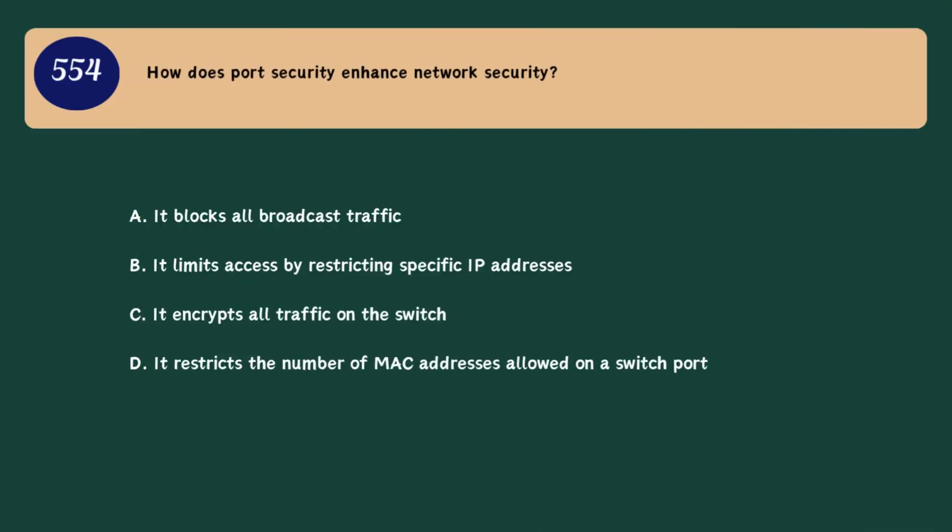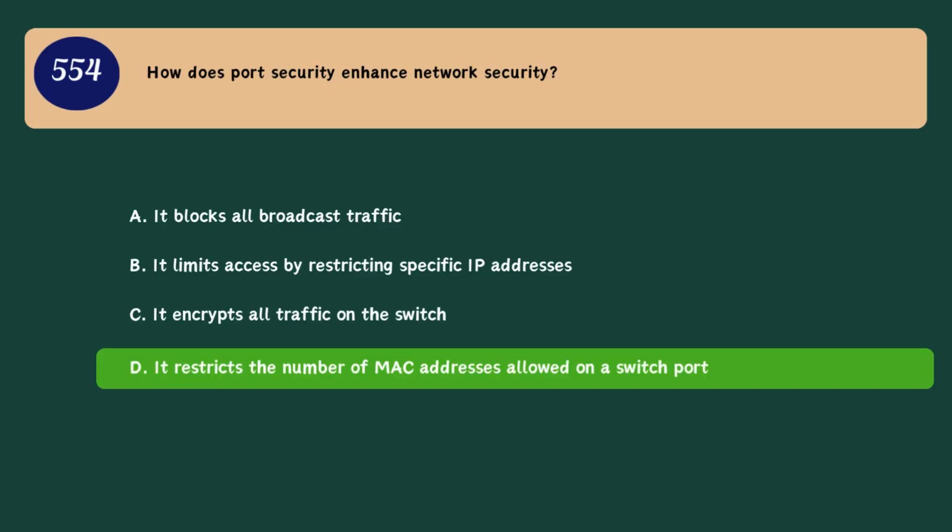Question 554. How does port security enhance network security? A. It blocks all broadcast traffic. B. It limits access by restricting specific IP addresses. C. It encrypts all traffic on the switch. D. It restricts the number of MAC addresses allowed on a switch port.